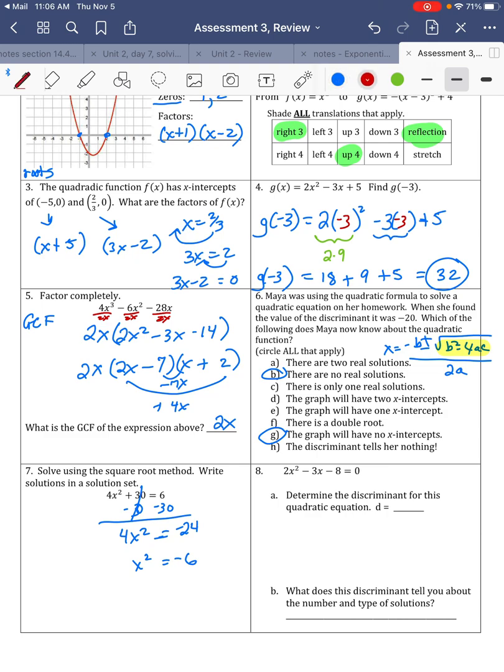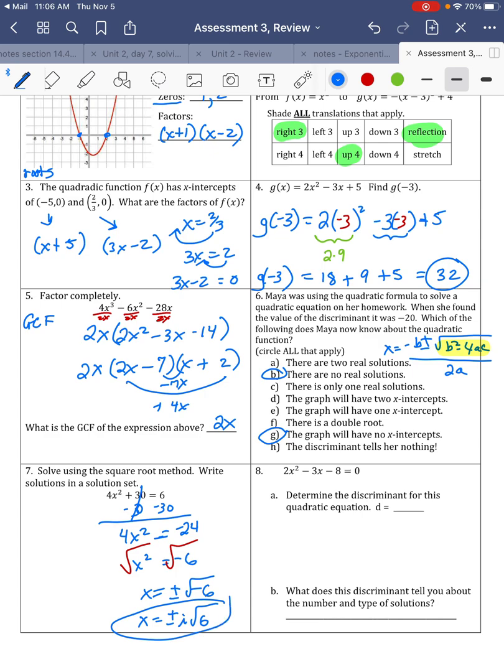So now I'm ready to apply my square root. And my answer is plus or minus the radical of negative 6. But I don't know the square root of a negative, that negative inside needs to come out. So it's plus or minus i radical 6.